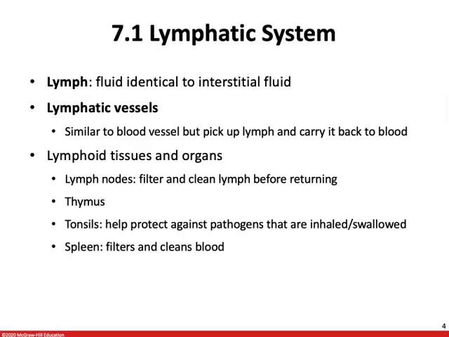Some of the other lymphoid tissues and organs that we are also going to discuss in this chapter would be the lymph nodes. The lymph nodes function as little filters. They filter and clean the lymph before returning it to the interstitial fluids. The thymus is also going to play an important role in the lymphoid system. Tonsils help protect against pathogens when they are inhaled or swallowed, and the spleen also filters and cleans blood.